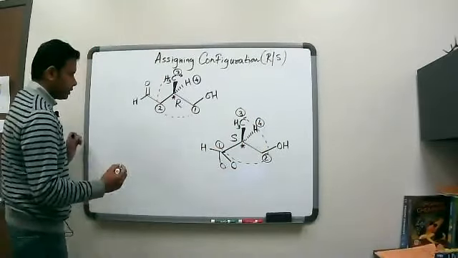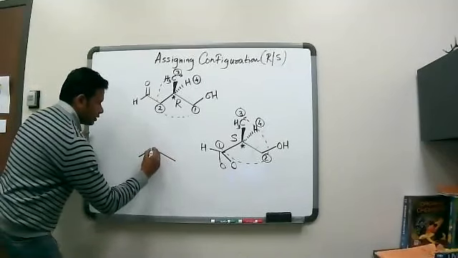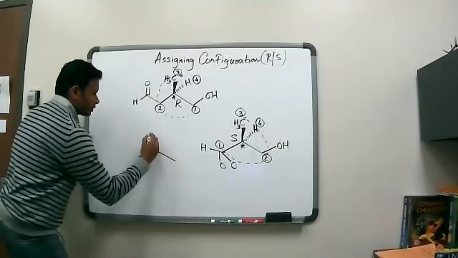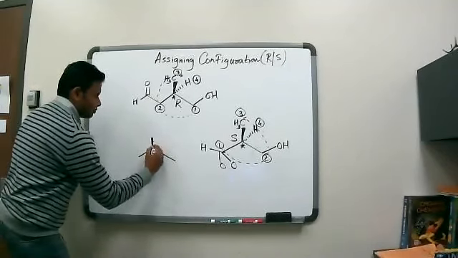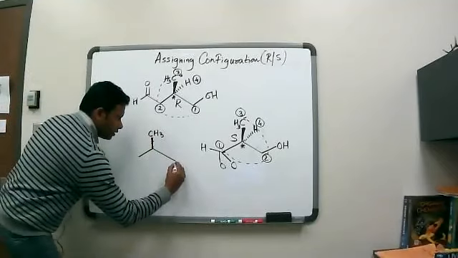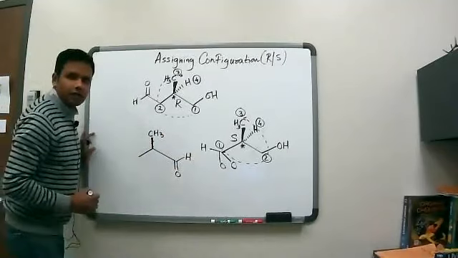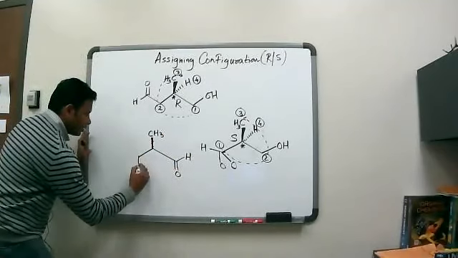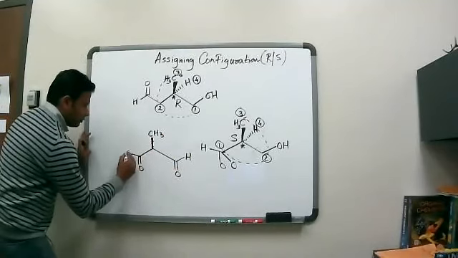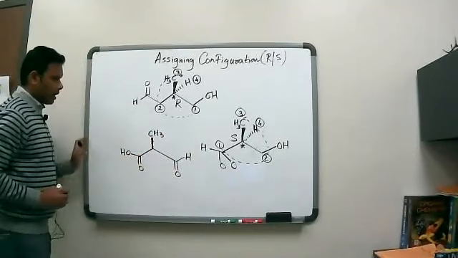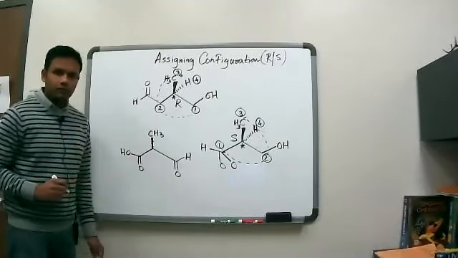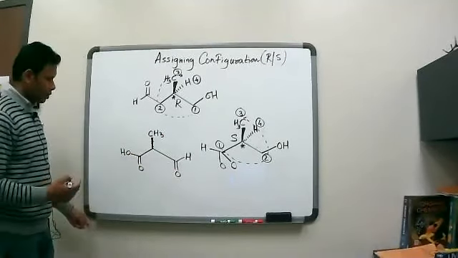Let's say we have a situation where we have a carbon with, okay, let's keep it simple. We're going to come back to that later. So we have a carbon with CH3. And on one side, there is an aldehyde group. And on the other side, we have a carboxylic acid. So that's the new molecule that we're looking at.